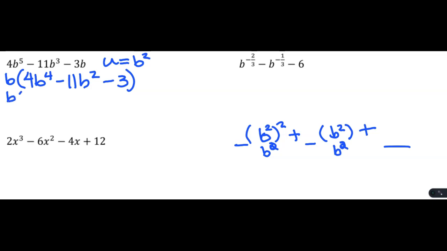And I'm going to say, okay, I'm going to hide all the b squareds temporarily by replacing them with u's. So this b out in front is just fine. But the b to the fourth is actually a b squared squared. So we're going to make that b squared a u and say that's just a u squared. And then we have the 11b squared, replace that b with a u, and then we have the minus 3. And then you can factor, it's the exact same numbers, so I actually already know how it's going to work. But you can factor from there without having the extra powers that potentially might confuse you a little bit.